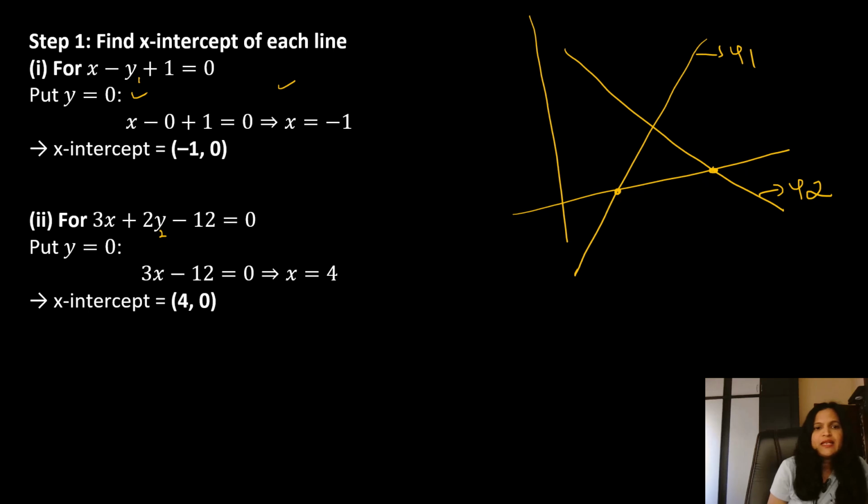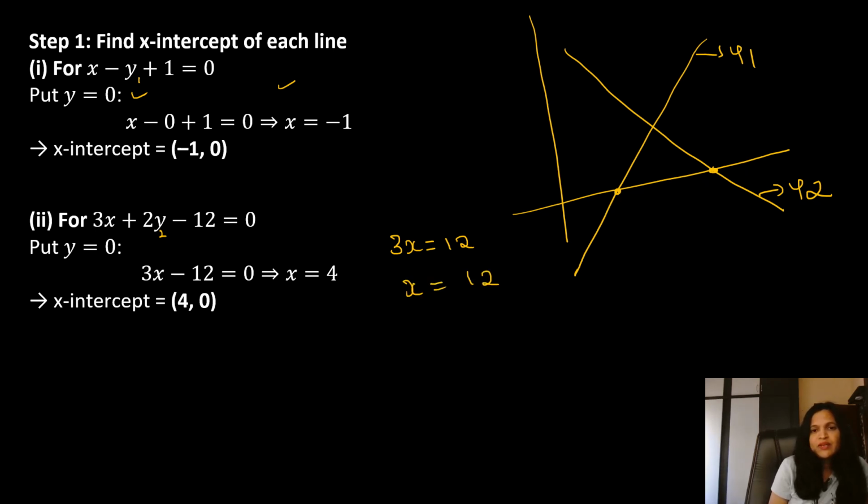So for the second line, 3x plus 2y minus 12, y2, where it intersects on the x-axis, that's why you put y value 0, and then you will get 3x minus 12, because 2 into 0 is 0 only. That's why 3x equal to 12, because here it is negative sign. When it goes to the other side of the equal to, it becomes positive.